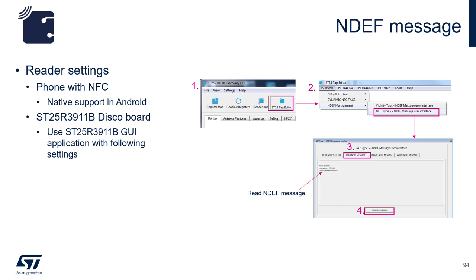You can read the NDEF message out either with an NFC-enabled phone or the ST25R3911B discovery board. Click on the ST25 tag editor. From the drop-down menu under the ISO 15693 tab, click on NFC Type 5 NDEF Message User Interface. From there, you can click on Read NDEF Message to see what is stored on the tag.